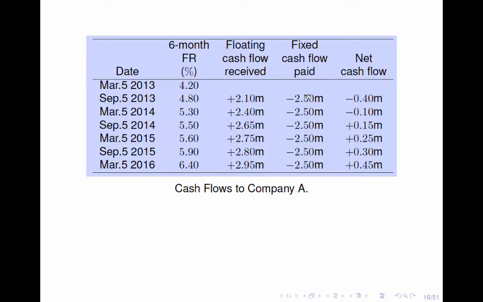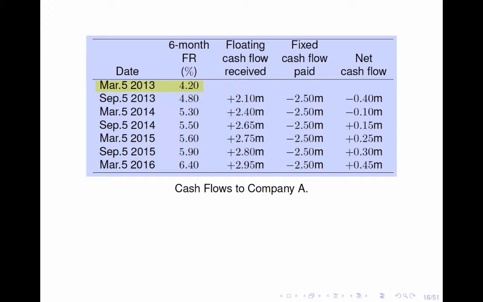This table shows you the cash flows to company A throughout the 3 years. The dates indicated in the first column are the beginning dates of the periods. The floating rates are determined on these dates and are listed in the second column correspondingly. For example, on March 5th, 2013, the 6-month floating rate is quoted at 4.2%. Then, the floating rate applied to the period from March to September in 2013 is 4.2%.